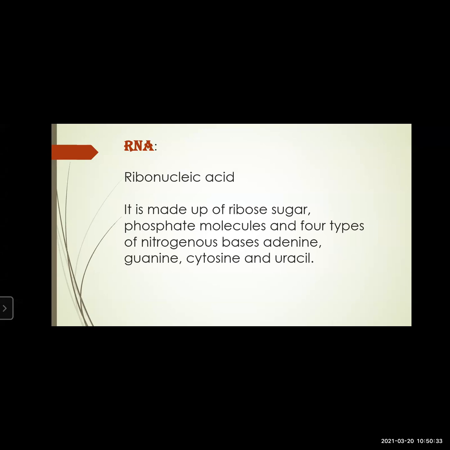Then phosphate molecules are there, and also there are four types of nitrogenous bases, that is adenine, guanine, cytosine, and uracil. And again, one more difference between DNA and RNA is that uracil is a nitrogenous base which is present in RNA, but it is not present in DNA.